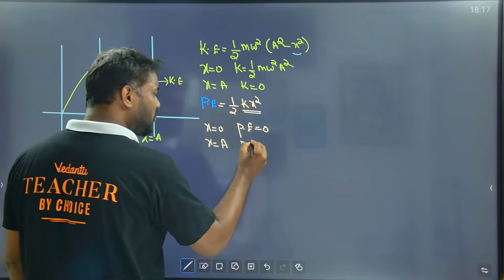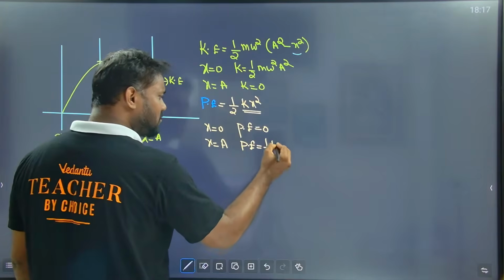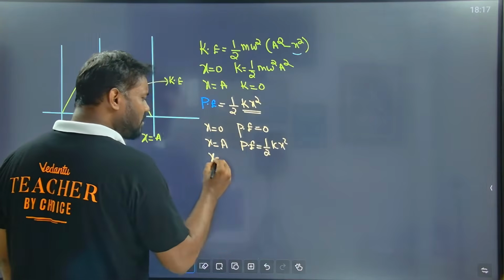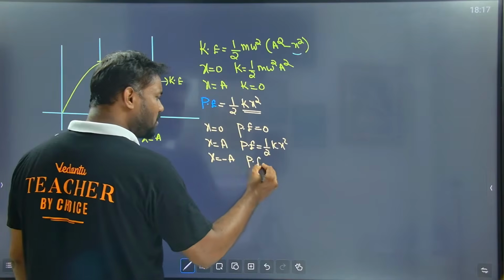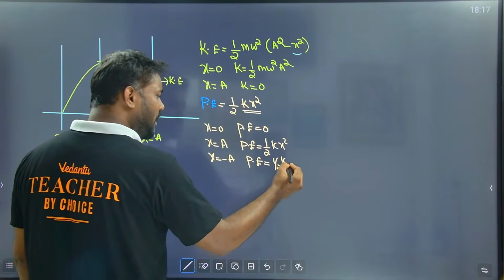So potential energy என்னவா இருக்கும்? Half k x square. That is the idea. If x is equal to minus a எடுத்துட்டாலும், potential energy is what? Positive value. So half k x square.